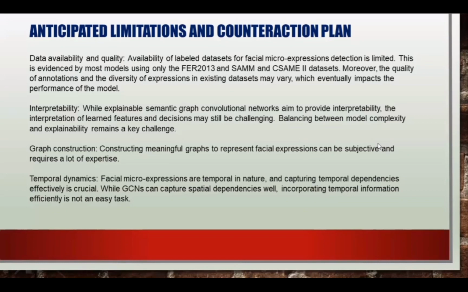Some of the limitations that we faced is that there were limited datasets, whereby only the SAMM, the CASME2 datasets, and the FER 2013 datasets were available, of which even the 3 datasets were of poor quality. Also, it was very difficult to implement explainable AI for graph convolutional networks, which was complex. And since facial micro expressions are temporal in nature, it was very hard to implement them with graph convolutional networks, which capture spatial dependencies better.